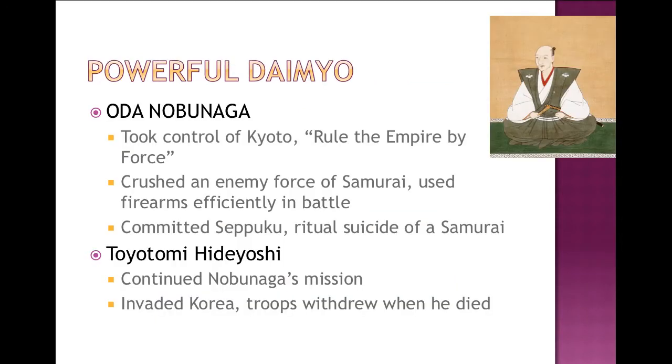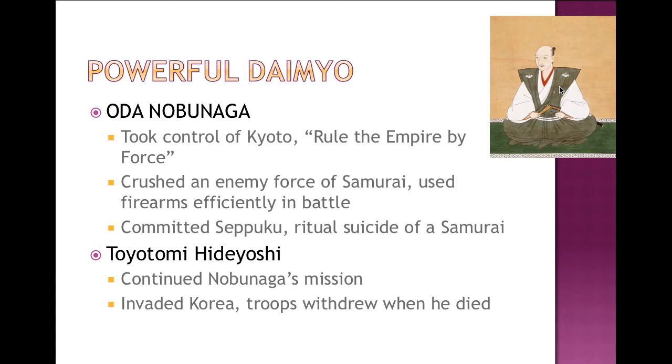But merchants are the powerful daimyo that wanted to be in charge. The first one who strove for that, his name was Oda Nobunaga. And Oda Nobunaga, this is his picture right here. He was able to take control of the capital at Kyoto, and his philosophy was that we should rule the empire by force. So basically, he crushed all of his enemies. He was able to crush rival daimyo who were trying to come up and take Japan. He also was able to shut down some of the Buddhist monasteries that were aligned with some of those rivals.